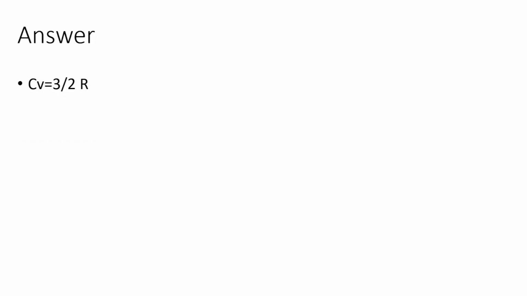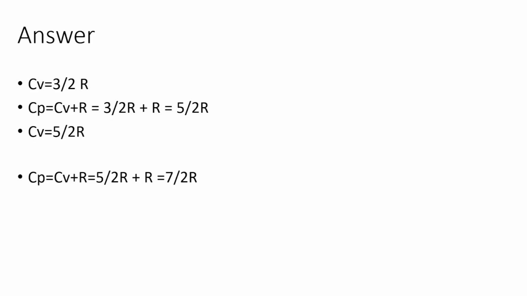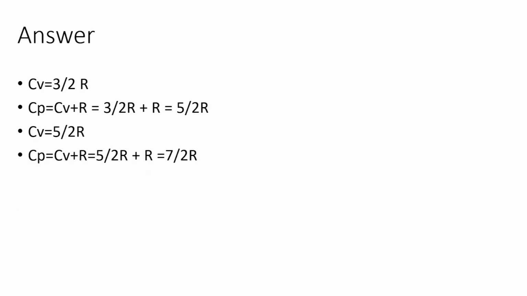First, as we know, for the monoatomic gas, Cv equals 3 by 2 R. So Cp equals Cv plus R equals 3 by 2 R plus R equals 5 by 2 R. And for diatomic gas, Cv equals 5 by 2 R and Cp equals Cv plus R, that is 5 by 2 R plus R equals 7 by 2 R.